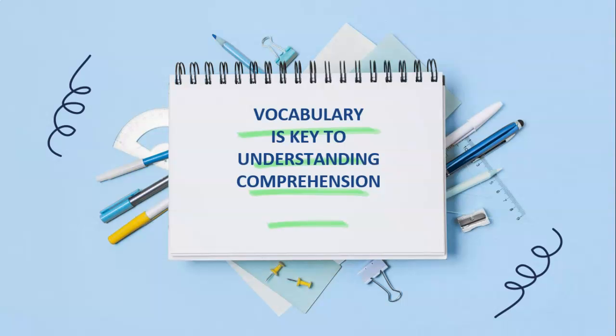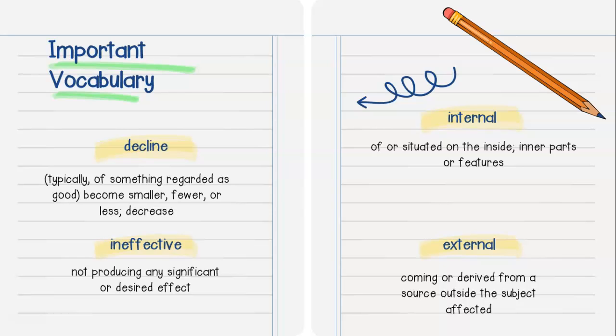And vocabulary is key to understanding and comprehension. So that word decline, typically of something regarded as good, meaning it becomes smaller, fewer, less, or decreases. Ineffective is not producing any significant or desired effect. Internal means situated on the inside, the inner parts or features, and then external is coming or derived from a source outside the subject affected.